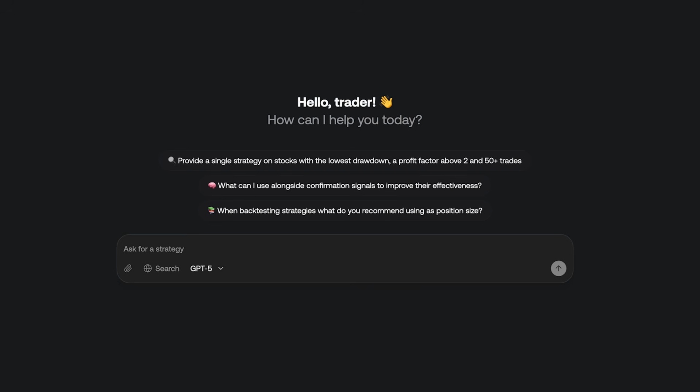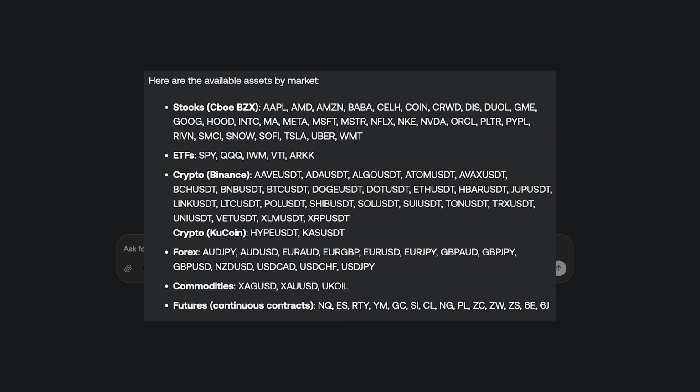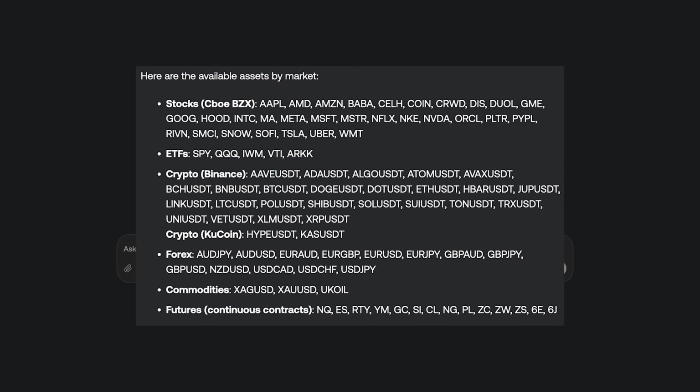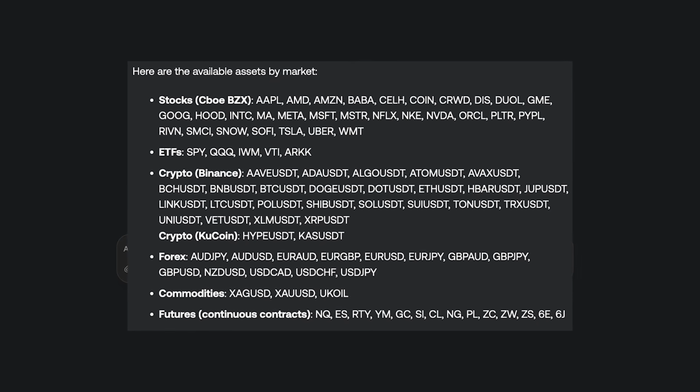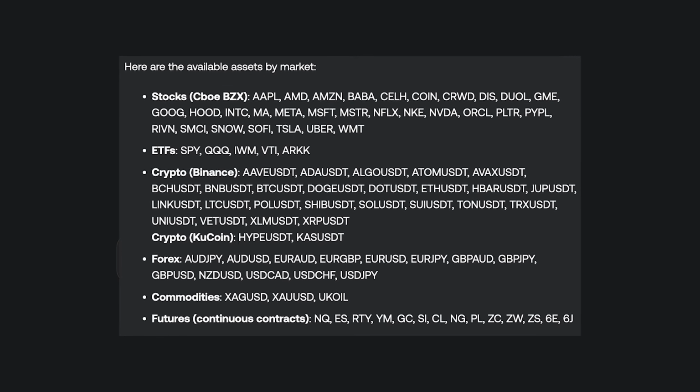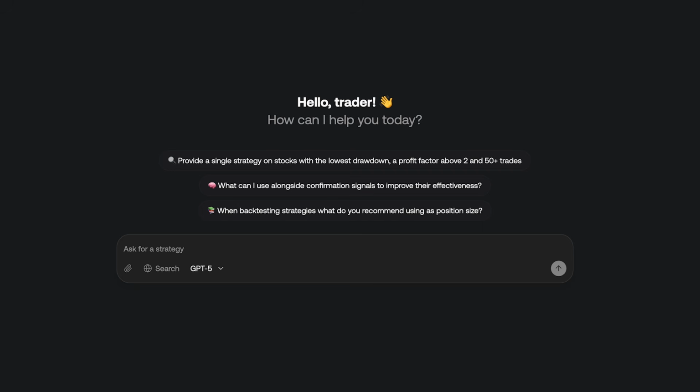Let's go back to the new chat panel and search for a strategy. When you search for your first strategy, simplicity is critical. Although the AI supports stocks, ETFs, crypto, forex, commodities, and multiple timeframes, don't overwhelm yourself. As a beginner, you want to focus on one asset, one timeframe, and straightforward logic. Choose a market you're familiar with or a market you have an idea you want to test.